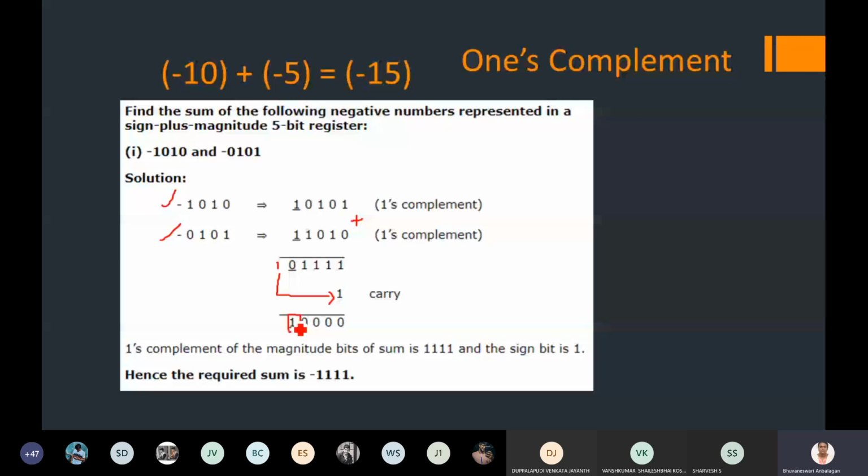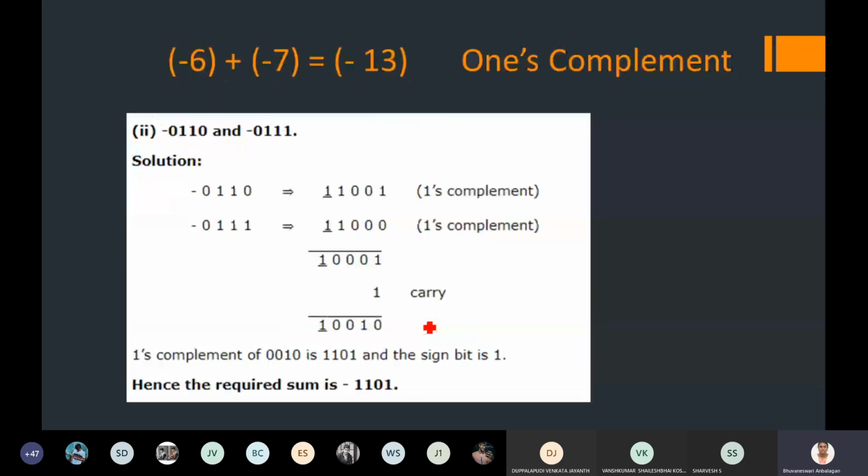1 means what? It is a negative number. So what do I have to take? I have to take the 1's complement of the result, that is 1 1 1 1, which is going to be minus 15. This 1 represents minus. Like this you have to do the addition operation for both negative numbers. See, here also I have given certain examples, you can simply go through them.